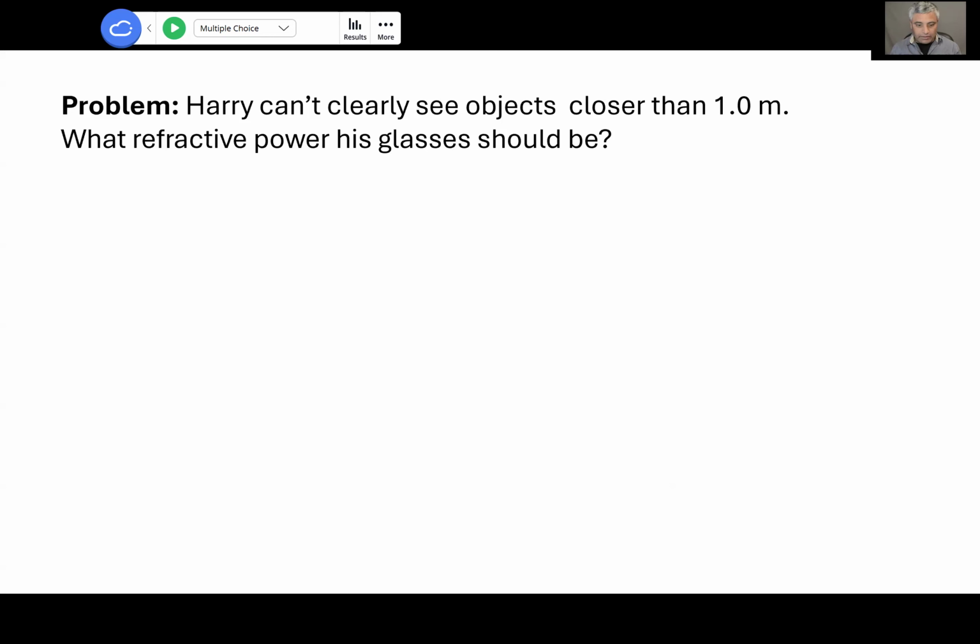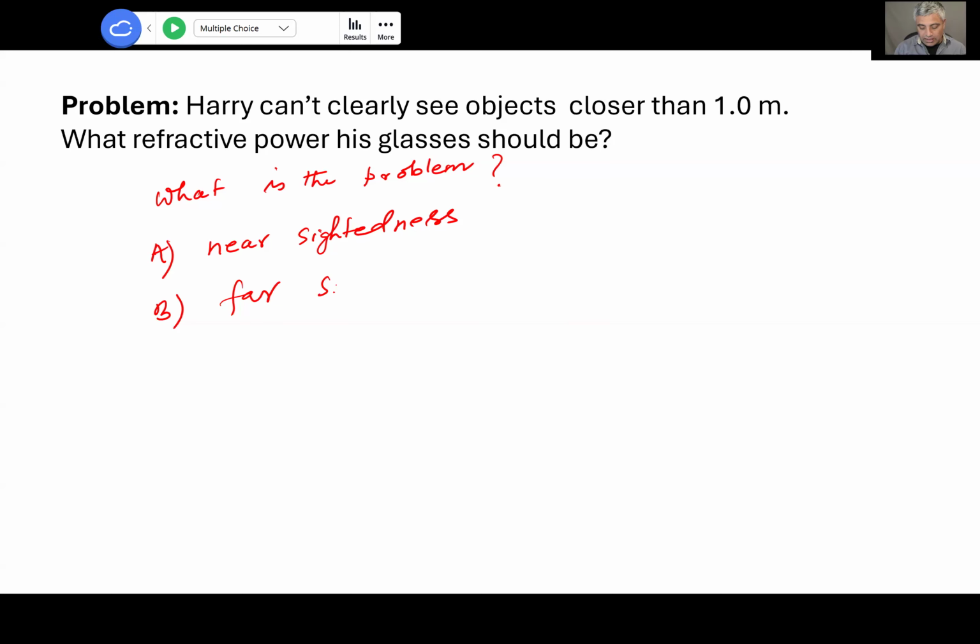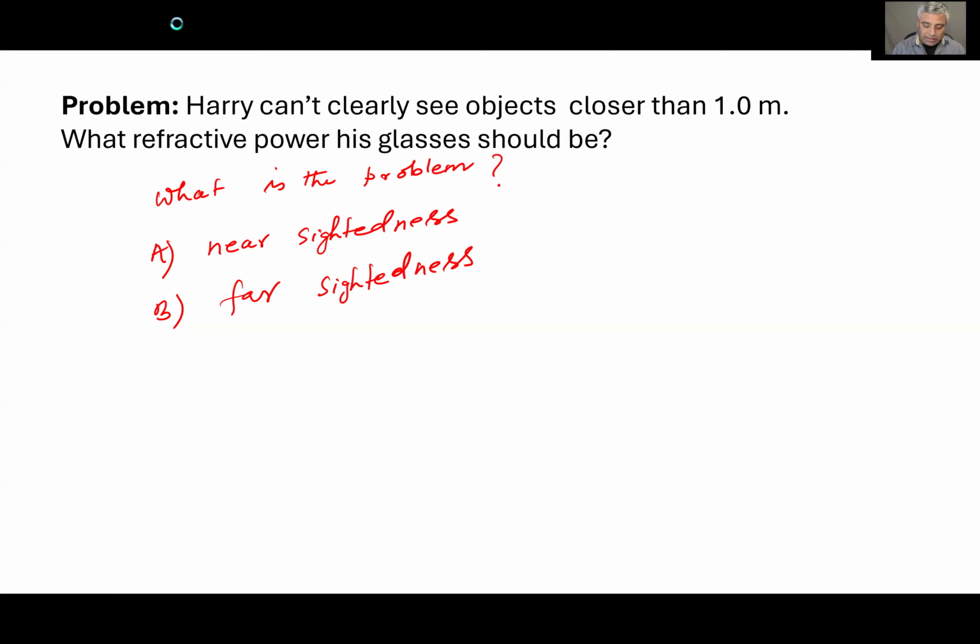So now here is another problem. Harry cannot clearly see objects closer than 1 meter. What kind of problem does Harry have, and what refractive power should his glasses have? What is the problem here? A, nearsightedness. B, farsightedness. I'm just giving you two choices and opening the poll, so go ahead and poll on it.